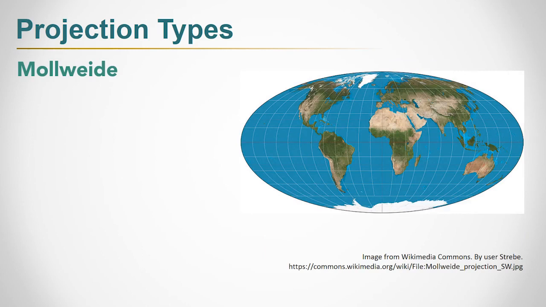Now take a look at the Mollweide projection. It is an equal area projection, which means that area is preserved within the map. Note that Greenland is its appropriate size relative to Africa, but we've distorted the shape of all of these locations in order to get the appropriate areas.